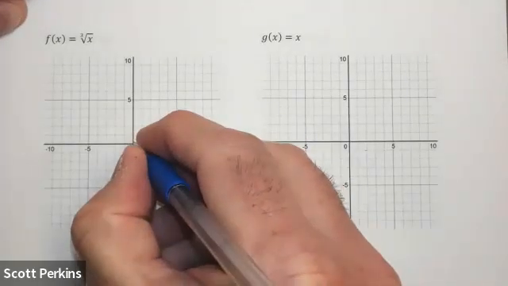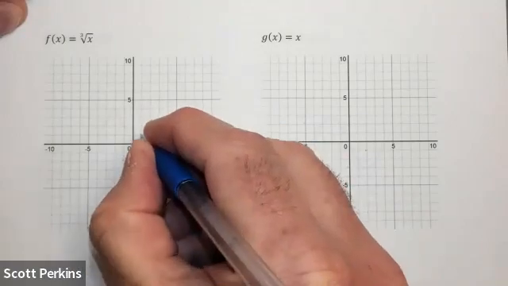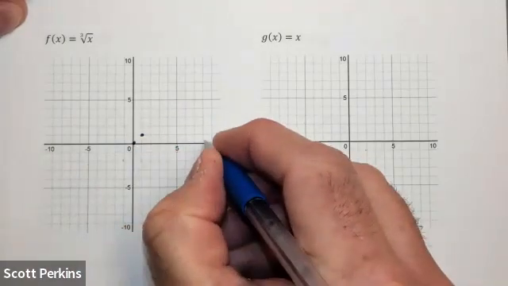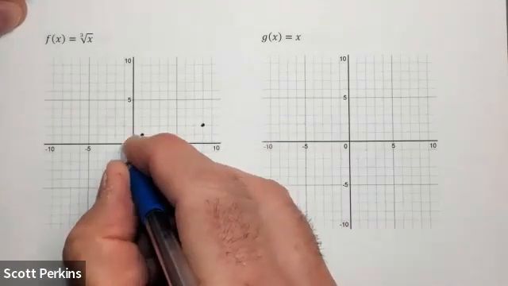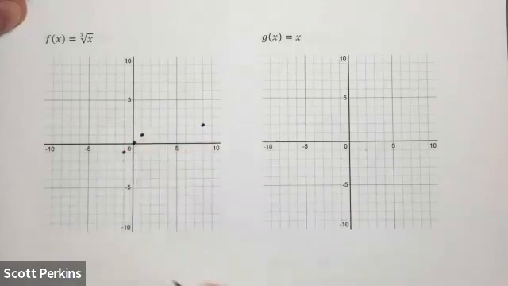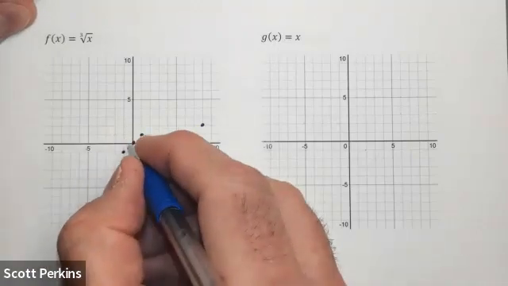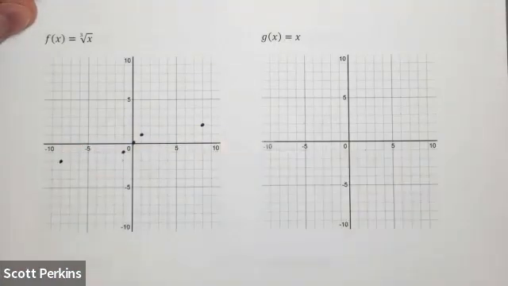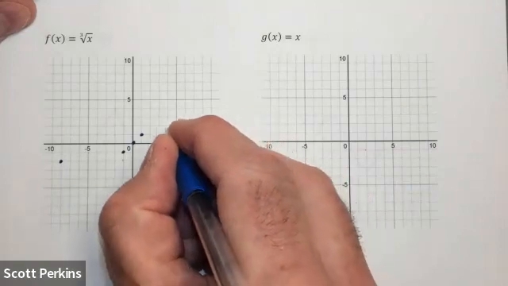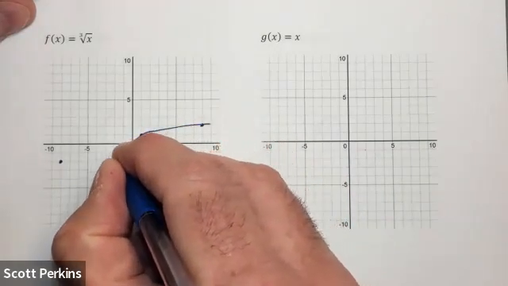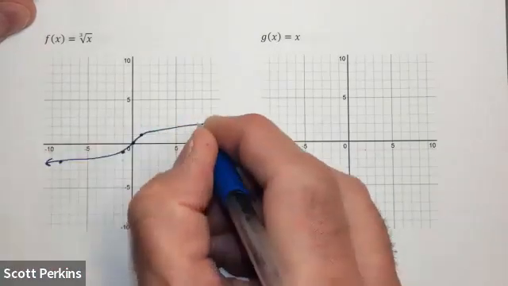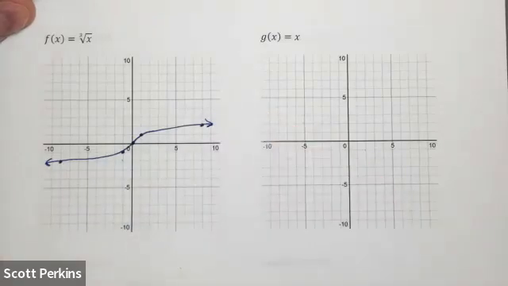So the cube root of 0 is 0. The cube root of 1 is 1. The cube root of 8 is 2. The cube root of -1 is -1. Remember, we can take cube roots of negative numbers. They still are real values. And the cube root of -8 is -2. Again, my only limitation on what values I'm picking is what's going to stay on my grid. And there's my cube root function.